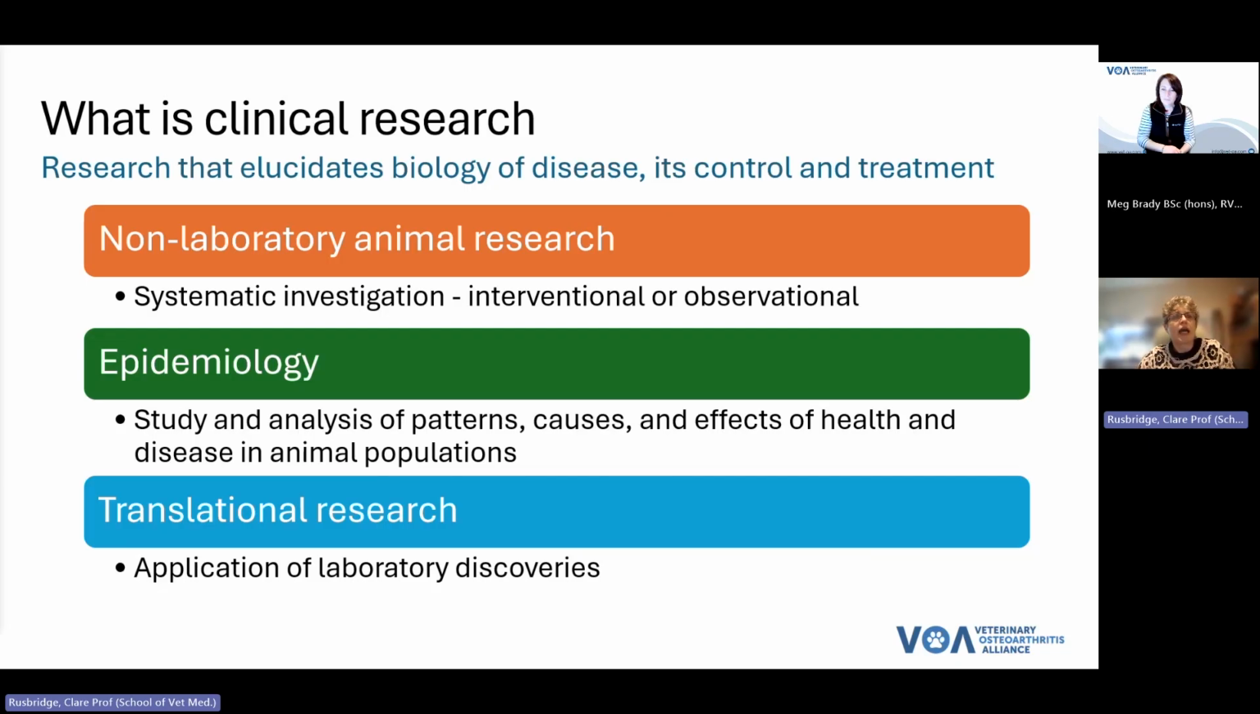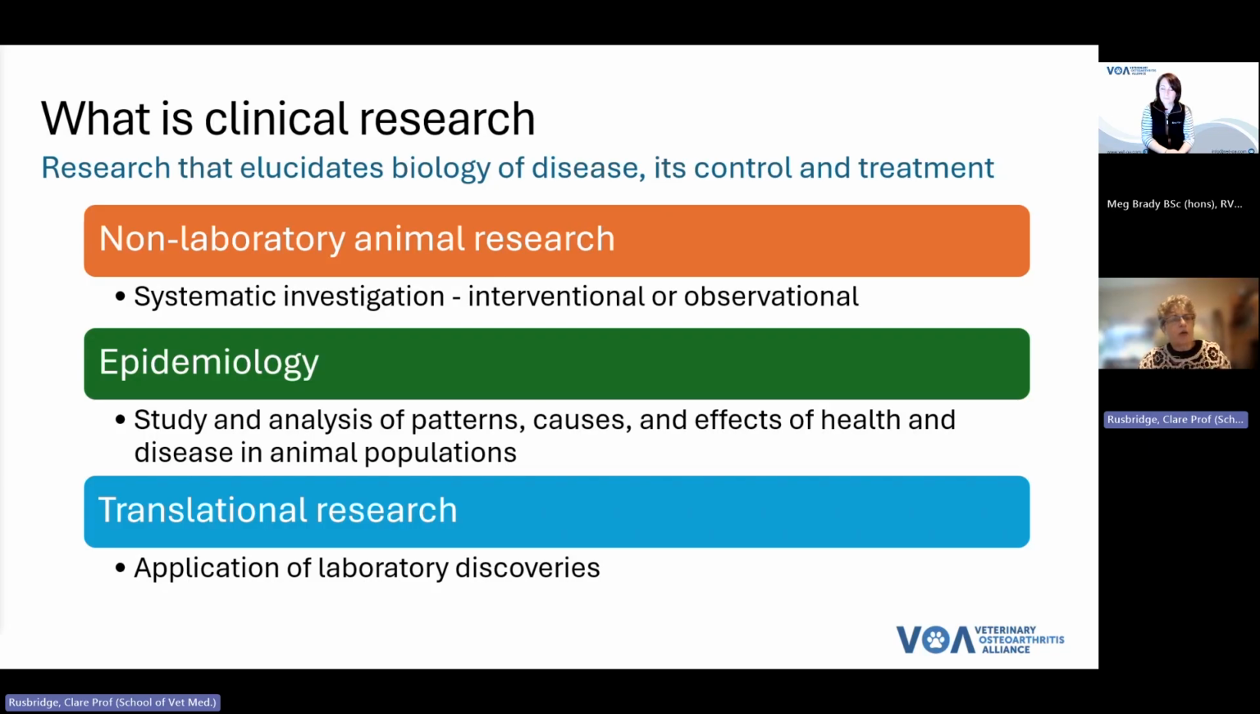You could be doing an epidemiological study. So you may be looking at the kind of patterns of disease, the causes, the effects on health and disease in animal populations. So, for example, you may want to look at whether osteoarthritis is more common in obese animals. I guess we might think that that might be the case, but you might want to look at the opposite effect. What happens when animals lose weight or the other comorbidities that are associated with osteoarthritis. This would all be epidemiology.